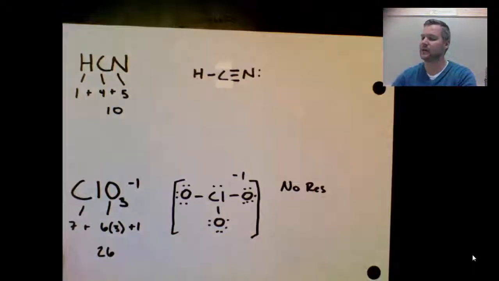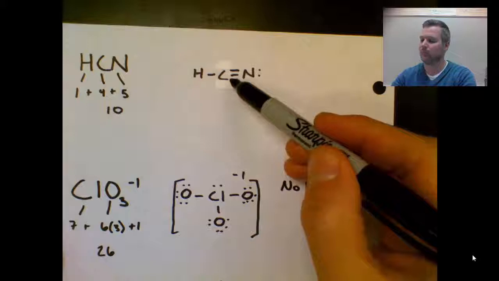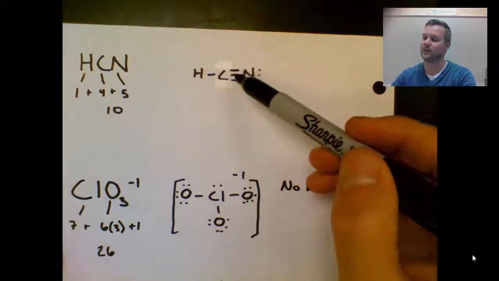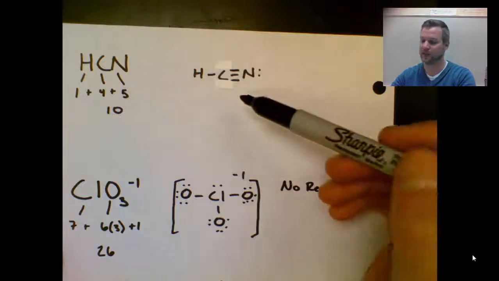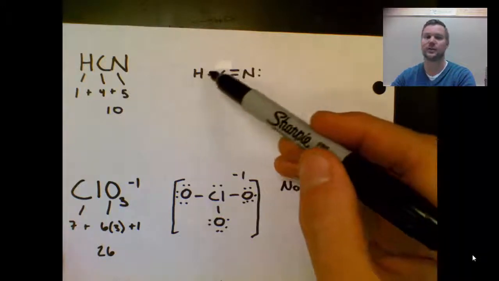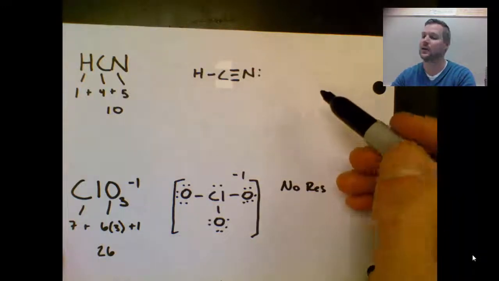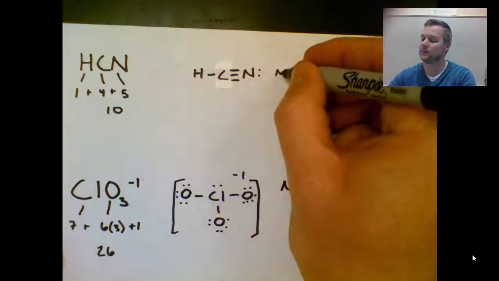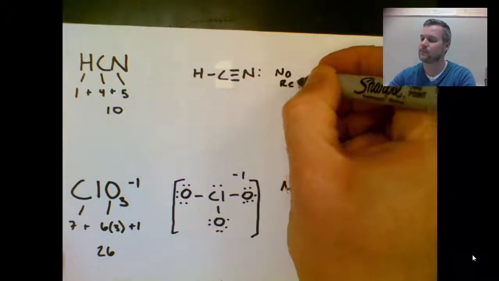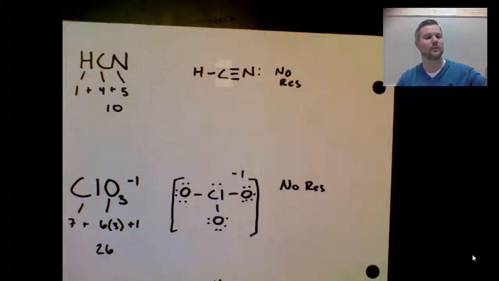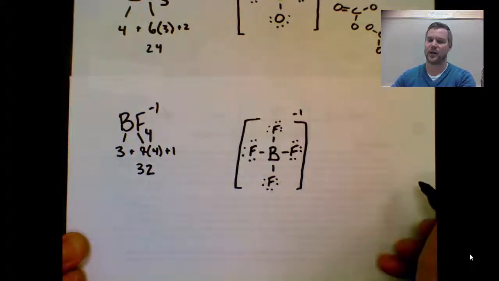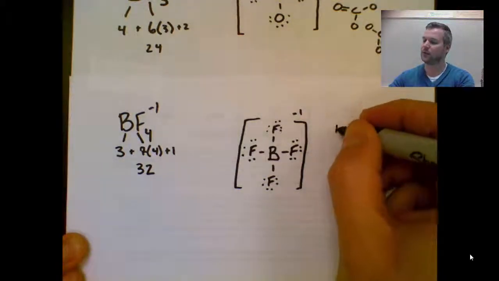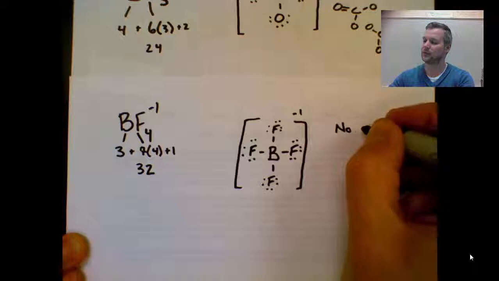This one might have resonance. It has the triple, but we have to ask ourselves, could I have moved this triple over onto the left or change this to a double and a double? The answer is no, because hydrogen can only take a duet. It can only take one bond, so this is also going to be no resonance. Moving to previous examples. This structure doesn't have resonance because there's no double bonds or triple bonds.